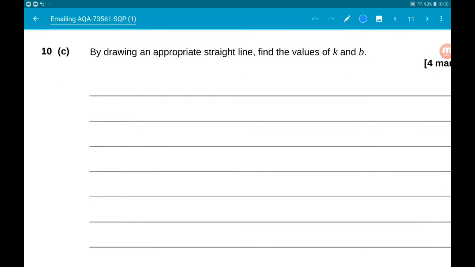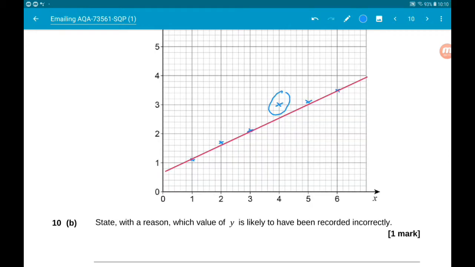Okay, now for the final part, by drawing an appropriate straight line, find the values of k and b. So, the appropriate straight line is the line of best fit between the points that we've just plotted. They don't sit perfectly on a straight line, but they are all pretty close to it. So we might all get slightly different answers here, because it would depend on our line.